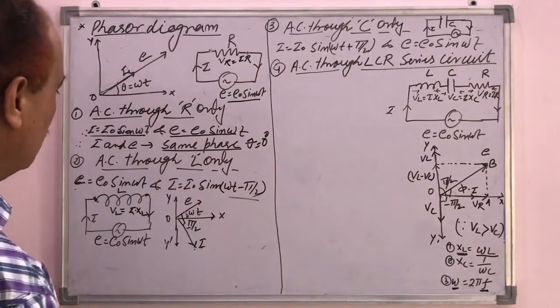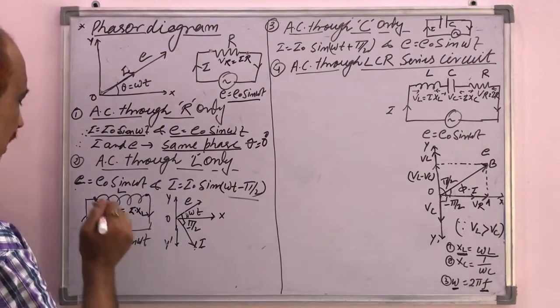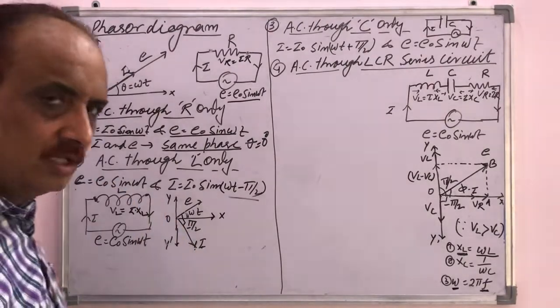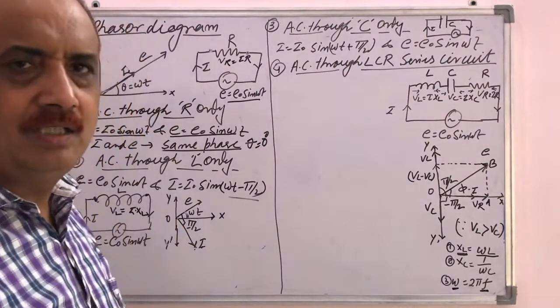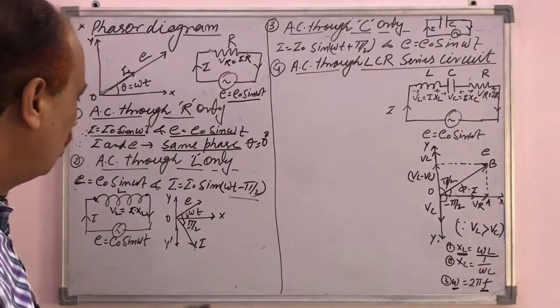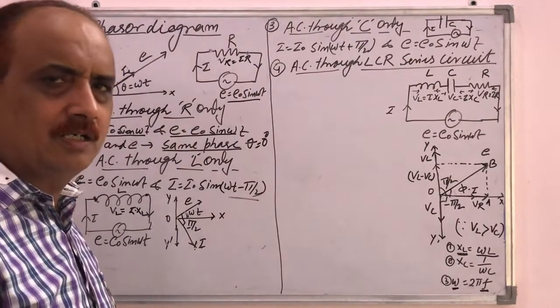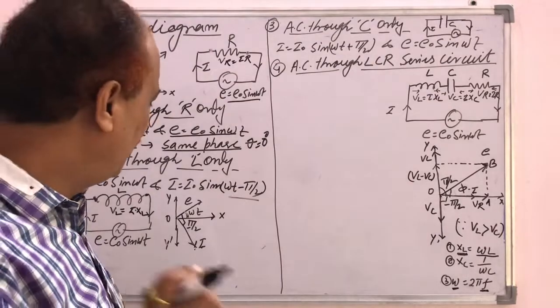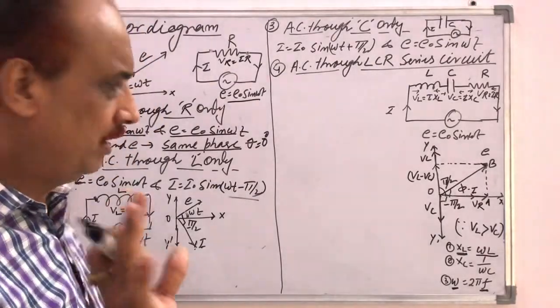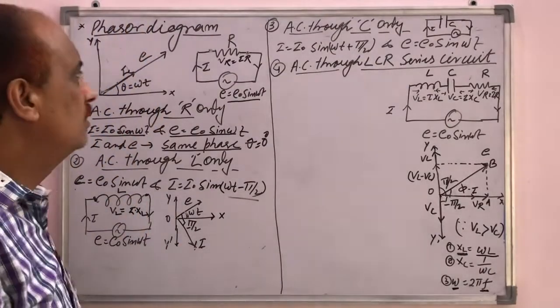So the learning point is that when the inductor is connected in the circuit, the current lags behind the EMF by the phase angle pi by 2, or the EMF leads the current by phase angle pi by 2. So this is the next learning point.